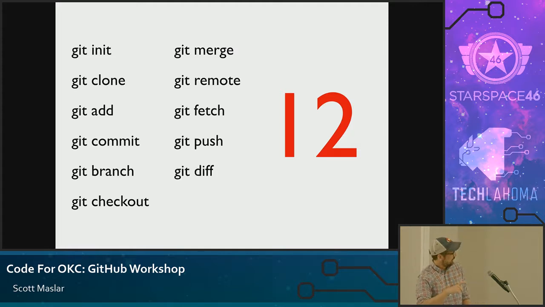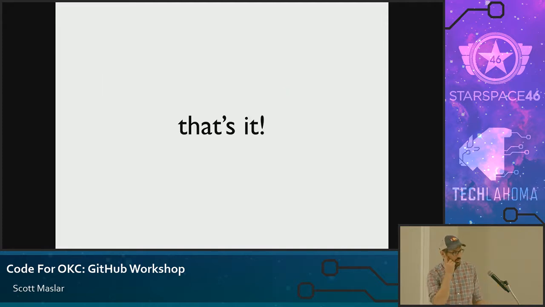Git diff is how you see changes either between your repository or your working directory and the index, or between the index and the repository with --cached. And then git log is how you see the history of all the work that has been done. And these are all the commands that you need for the vast majority of work that you're going to do with Git. That's it, really.